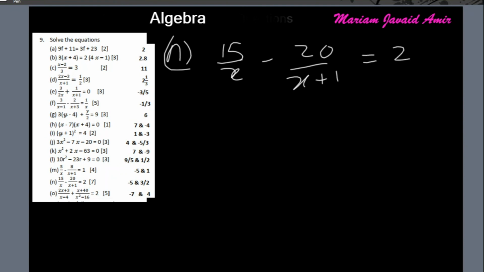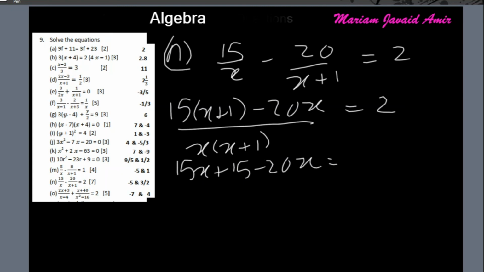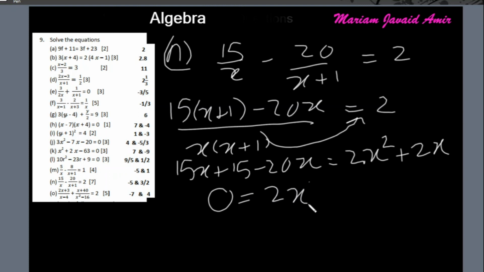Okay, so let's first take LCM. X plus 1 equals 15 times x plus 1 minus 20x equals 2. This becomes 15x plus 15 minus 20x equals 2 times, I'm directly multiplying this with 2, so 2x square plus 2x. Rearrange, write 0 over here and move everything to the right hand side, 2x square, and we'll have plus 2x minus 15x plus 20x. Let me write it down. Minus 15x plus 20x and then minus 15.